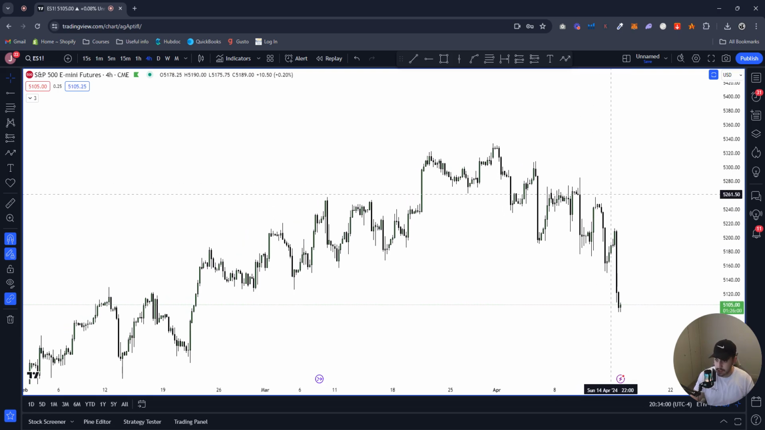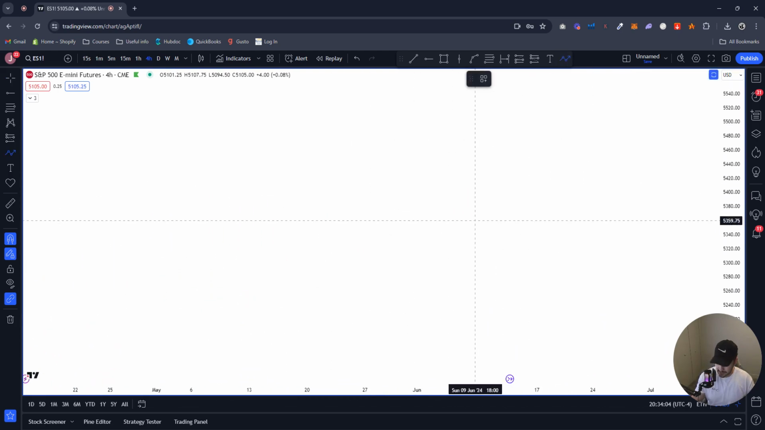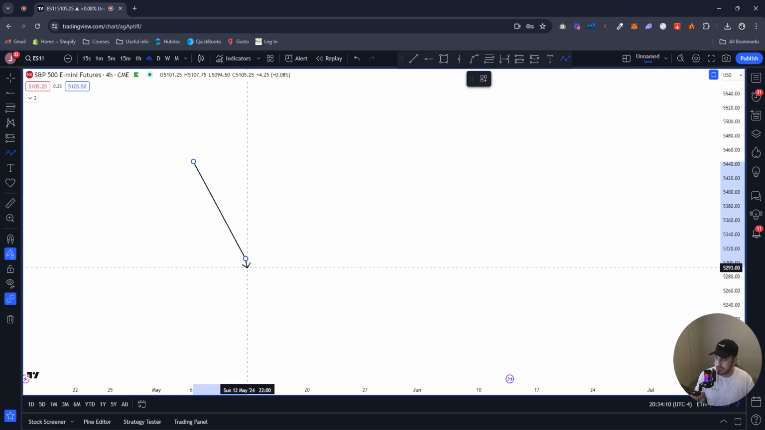Anyways, in today's video, we are going to be looking at the displacement concept, okay? Displacement, when I say displacement, I basically mean the speed in which the candle moves, right? How far is the candle moving and how fast is the candle moving?